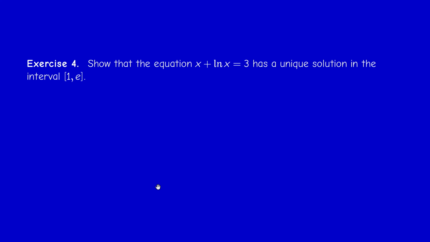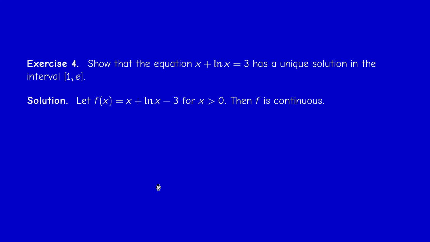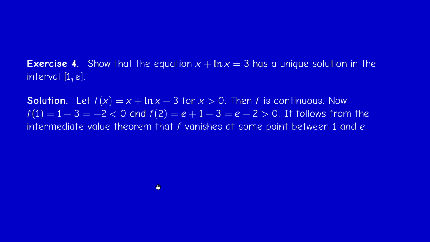Next result, also an application of the intermediate value theorem. You have to solve the equation x plus ln x equals 3. We have to show that there is one and only one solution in the interval [1, e]. So we take the difference, we call it f, for x positive. So we have a continuous function, and at 1 it's negative, at e it's positive, and therefore it must vanish at some point between 1 and e. This is the intermediate value theorem.